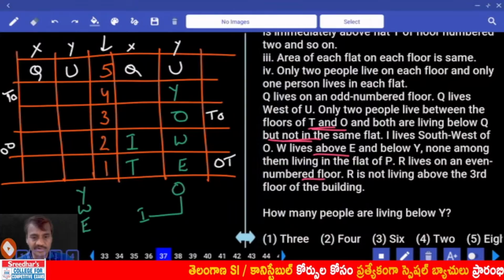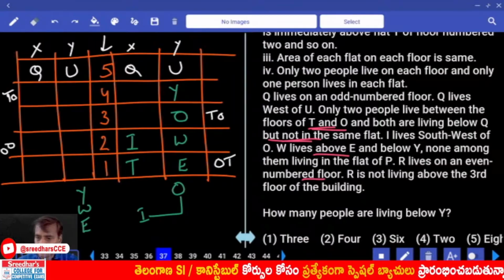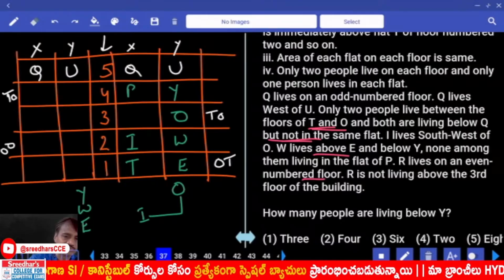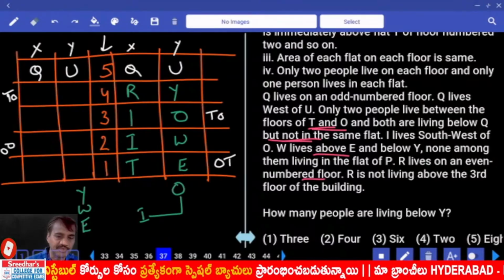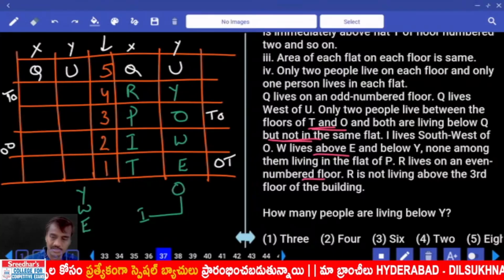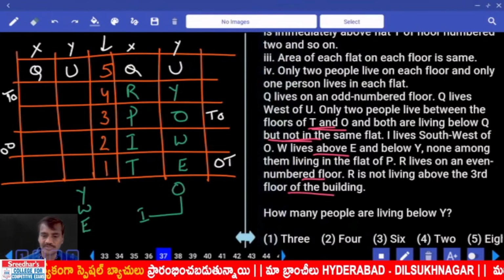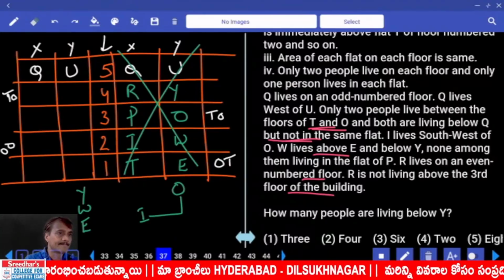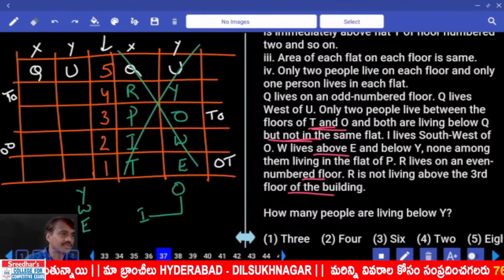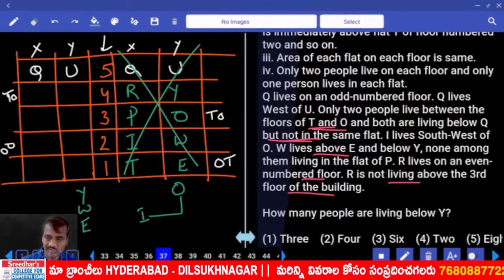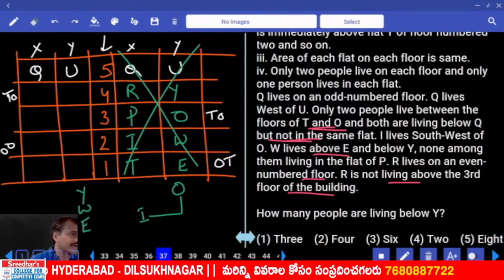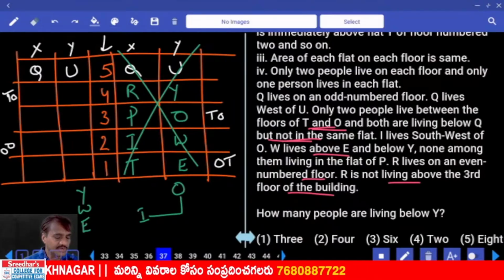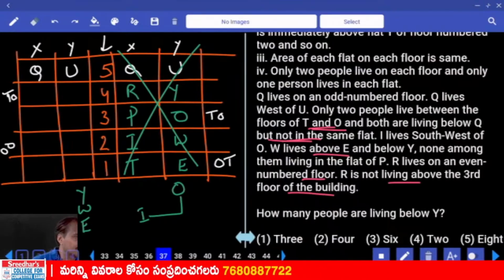R lives on an even number floor. And R lives on an even number floor. And that means R must be here. And if R is here, P is here. Clear? But not above the third floor. Here R is living on the fourth floor. This is invalid. Clear? Because R is living on the fourth floor. Here we need to have R cannot be on the fourth floor. R must be on second floor. Clear? Where should this R? R must be on the second floor.